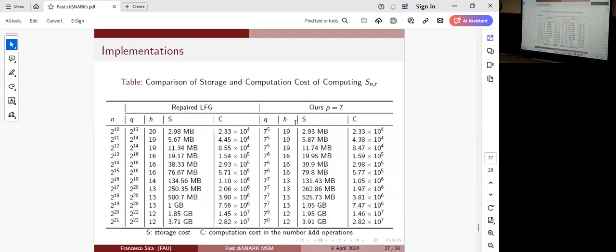And with the implementation, we found that our implementation compares pretty well with the repair Luo-Fugong that we did. It's comparable. It's a bit faster sometimes. Most times, the storage is a little bit higher, but on the other hand, it's a bit faster.